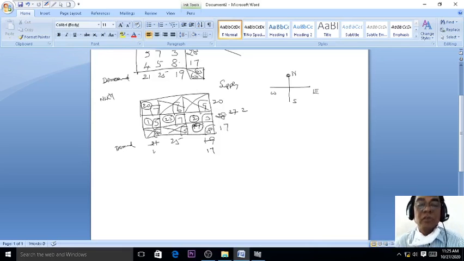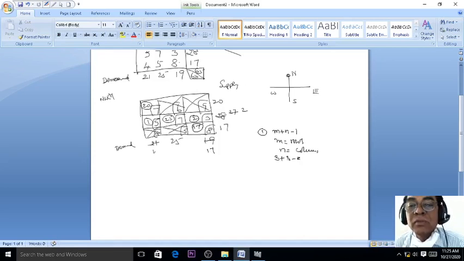First step. How to identify whether your problem is correct or not? Number 1, conditions. What are the conditions here? First condition: m plus n minus 1, where m is equal to the number of rows and n is equal to the number of columns. How many rows are there? 1, 2, 3. 3 plus 3 minus 1, that is equal to 5.